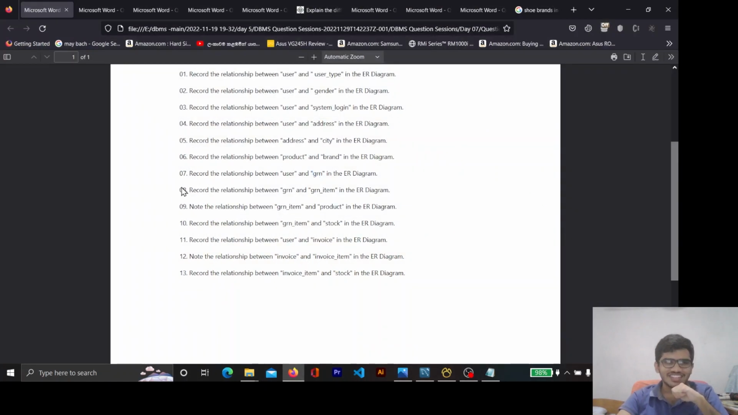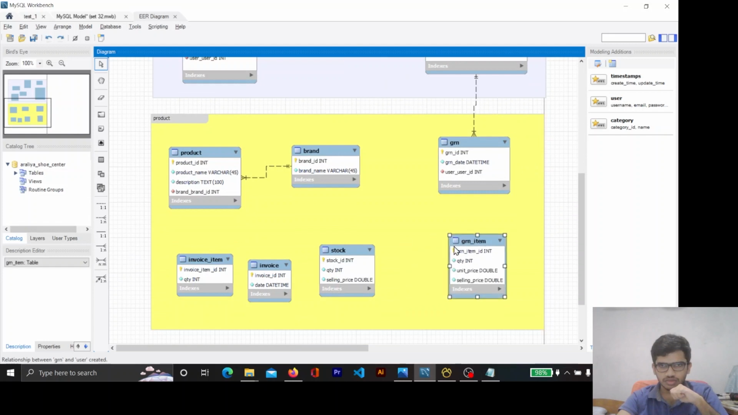Okay. So the eighth question suggests that we have to create a relationship between GRN and GRN item. Suppose we have to create a relationship between these two. A GRN item must only include one GRN, but one GRN can have multiple items. So first select the repeating side and then the non-repeating side.